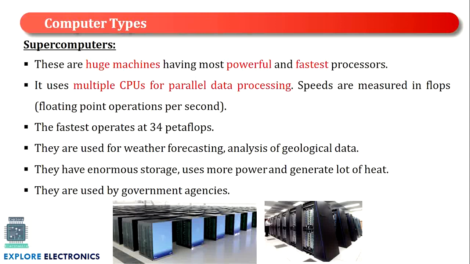And it has multiple CPUs which will perform the processing parallelly. In these supercomputers, the speed is measured in flops, that is floating point operations per second. The fastest system operates at 34 petaflops. It is used in certain applications like weather forecasting and analysis of geological data. So they have enormous storage and they use more power. These supercomputers are not used in our day-to-day personal usage.